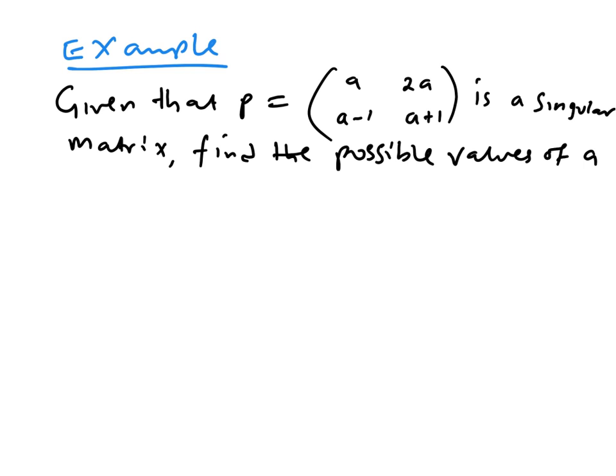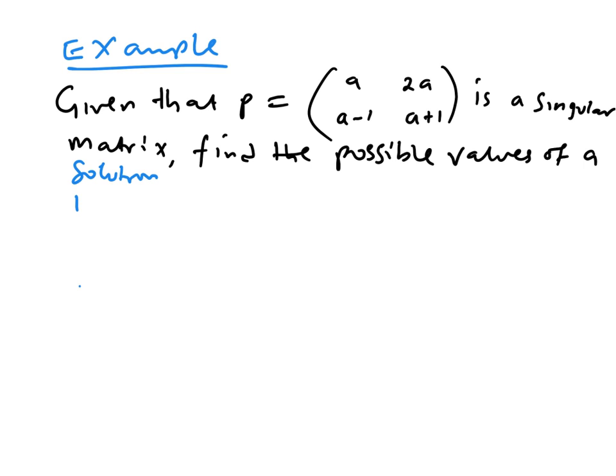So here we have a question. Given that P, which is 2A, A minus 1, A plus 1, that matrix is a singular matrix, then they want us to find the possible values of A. The solution is simple, okay? Let me change the color and use blue. Okay. Solution.